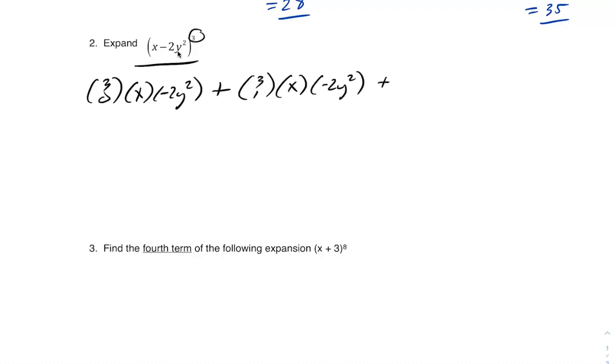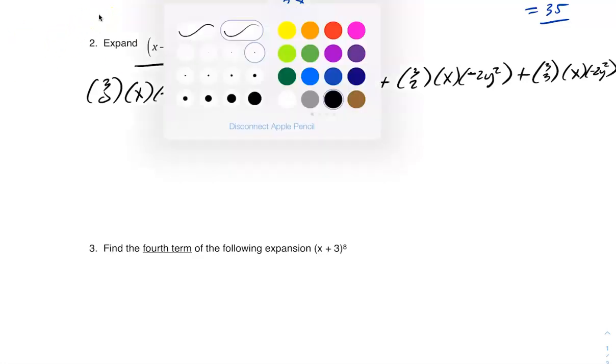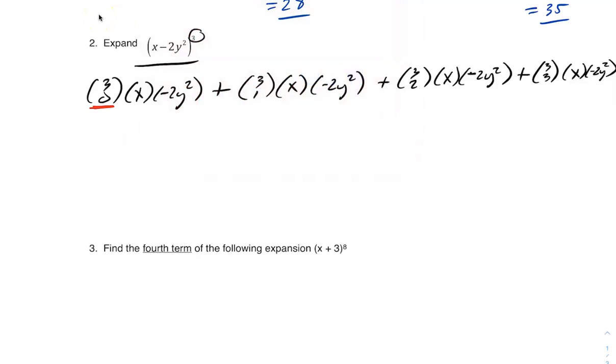Let's keep on going until they match. So 3 over 2, first term, second term. And then lastly, 3 over 3. Now I can stop. First term, second term. Okay, and then we do the powers. Remember the bottom number here, that's the R, matches the second one here. So 1 and 1, 2 and 2, 3 and 3.